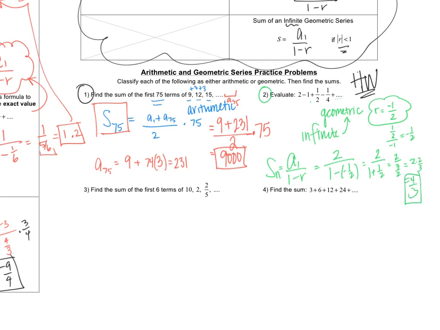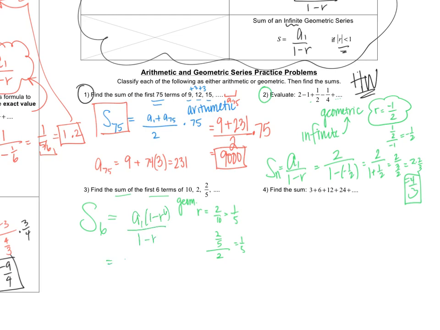All right, so the next one, it says find the sum of the first 6 terms. So we know we're finding a finite sum, and let's see what's happening. 10, 2, it doesn't look like they're adding anything, so let's look for a ratio. This must be geometric. So 2 over 10, well, that would be a 5th. And let's check the third term over the second term. 2/5 divided by 2, that's also 1/5. So we're going to take the first term times 1 minus r to the 6th all over 1 minus r.